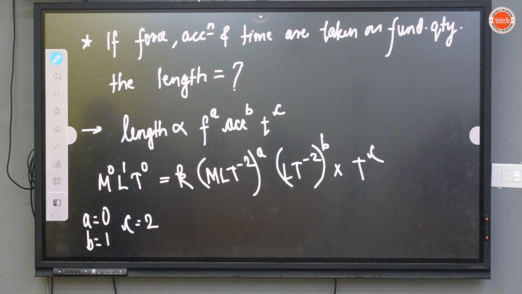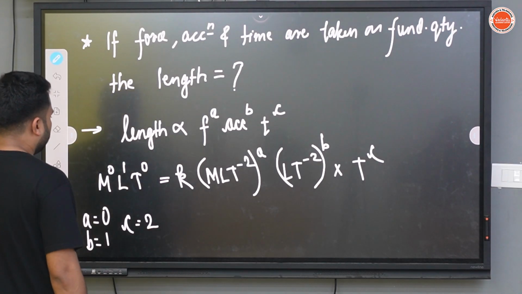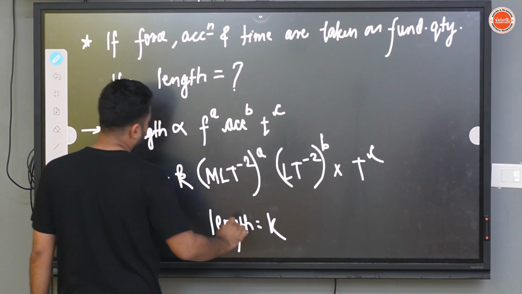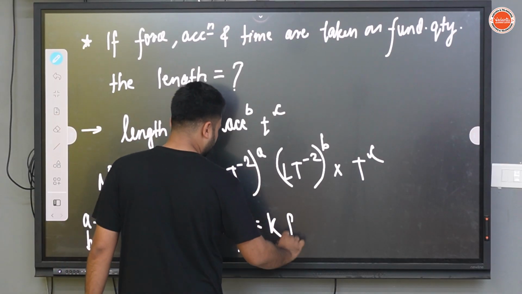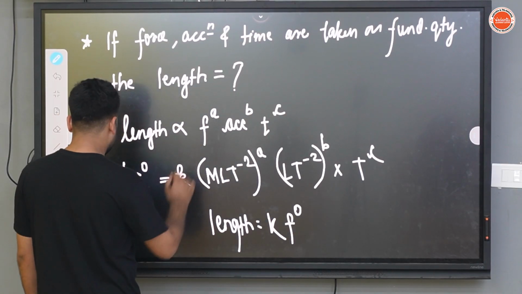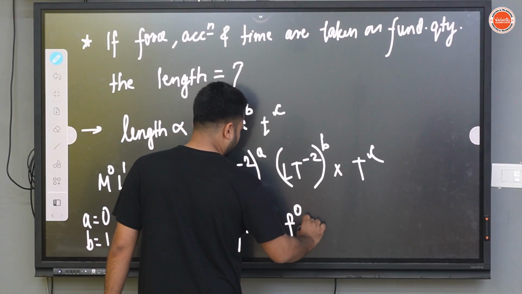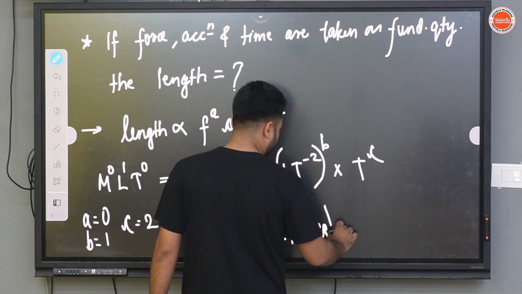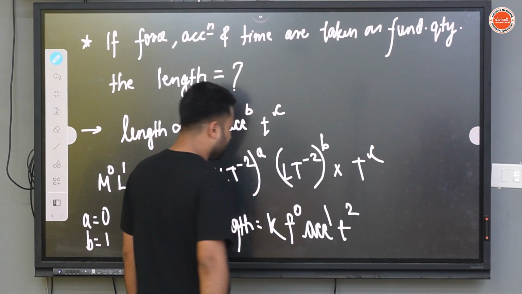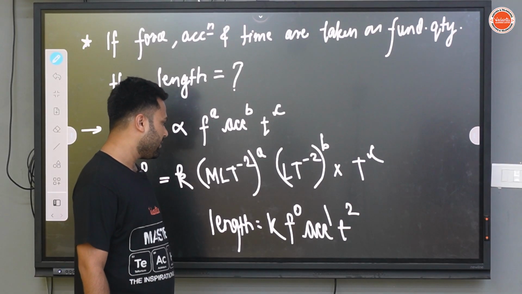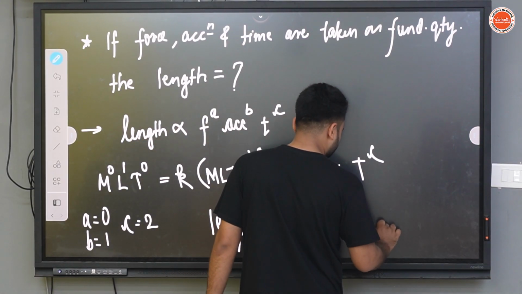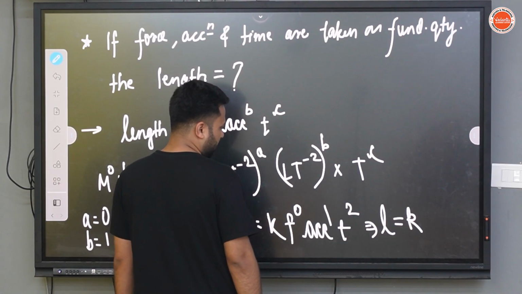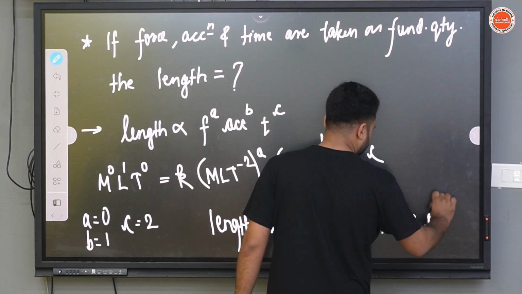Means finally what you can write, length equals some constant, force to the power A, so F to the power A is 0, acceleration to the power B, so acceleration to the power 1, time to the power C, so time to the power 2. F to the power 0 means 1, so you can write length equals some constant A T square.